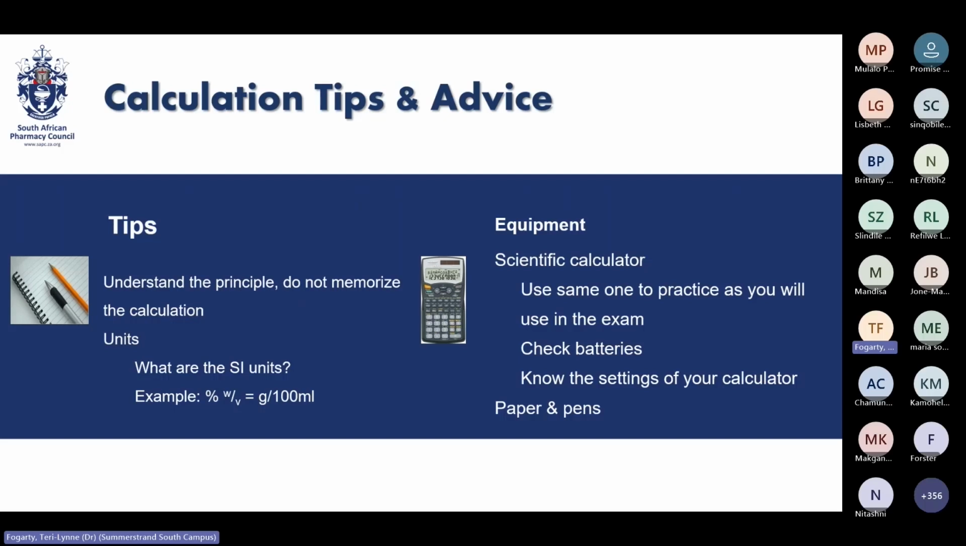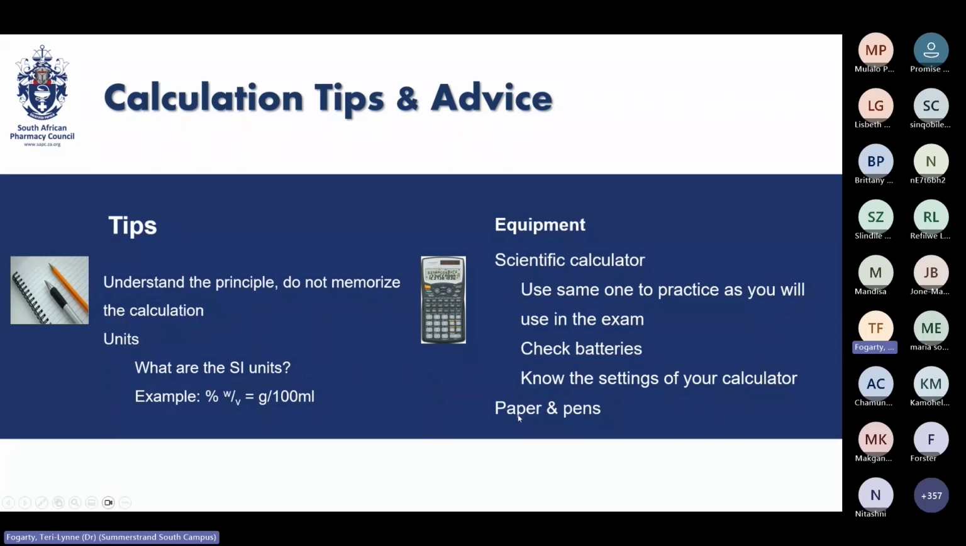A tip, again, is to use the same calculator in your exam that you used when you were practicing, so that you know how it works and you're not struggling with a calculator borrowed from someone else that is new to you, wasting time and getting yourself anxious during the exam. And if it is a battery operated calculator, make sure that you've checked the batteries and that you know the settings of the calculator.